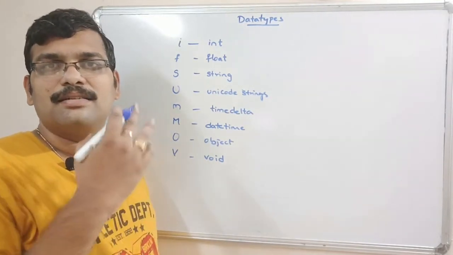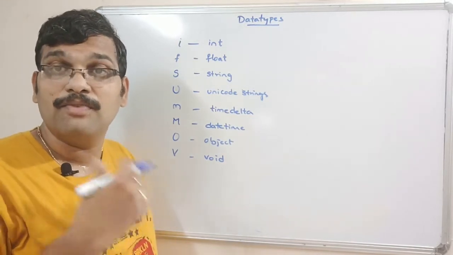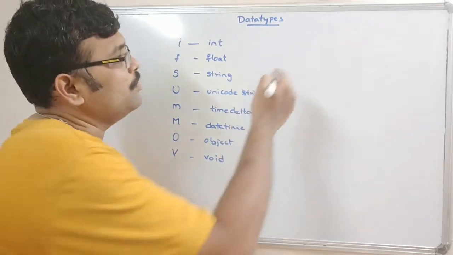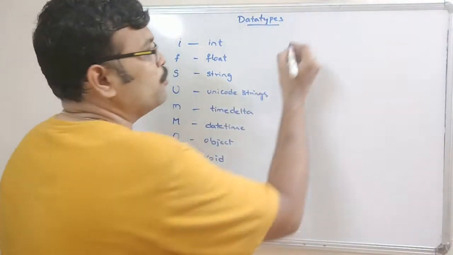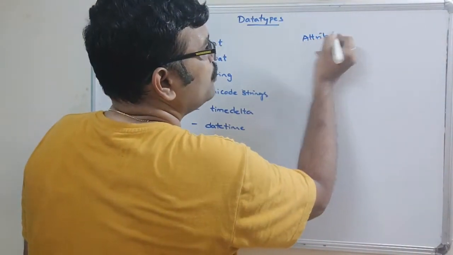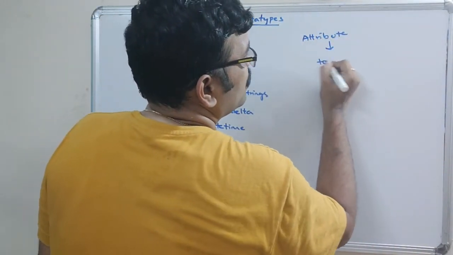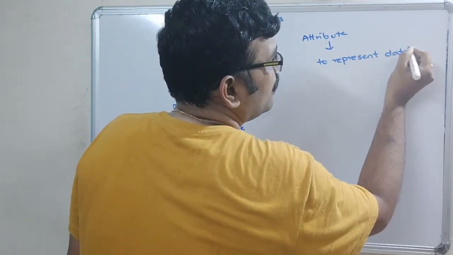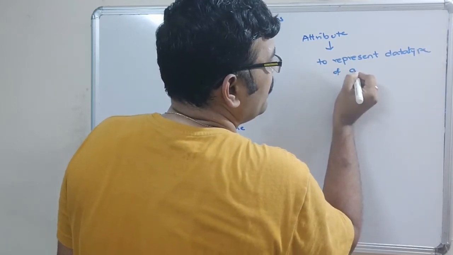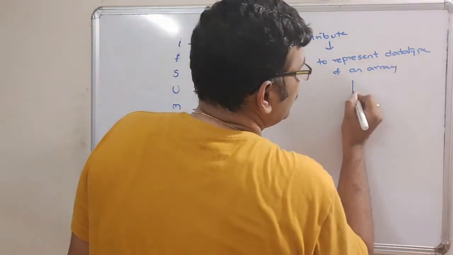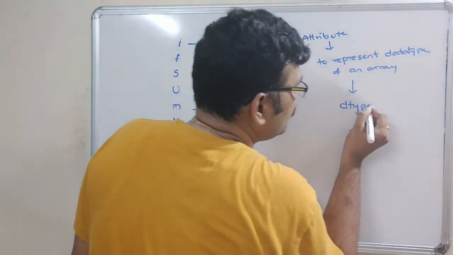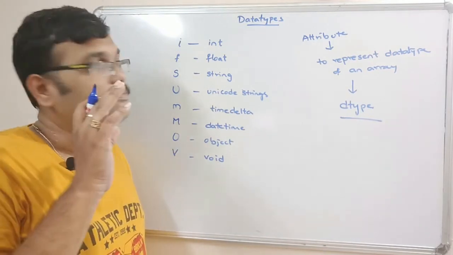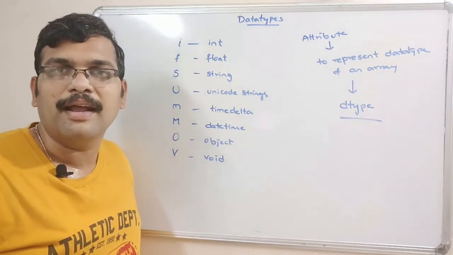So how to get this data type from the given array? That means how can we find out which data type the given array is of? For that we have one attribute to represent the data type of an array, that is dtype. So dtype is an attribute in order to get the data type of the given array, right?